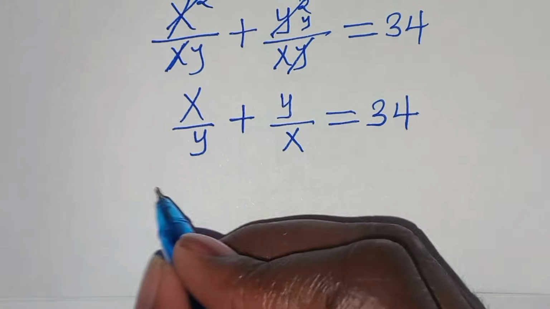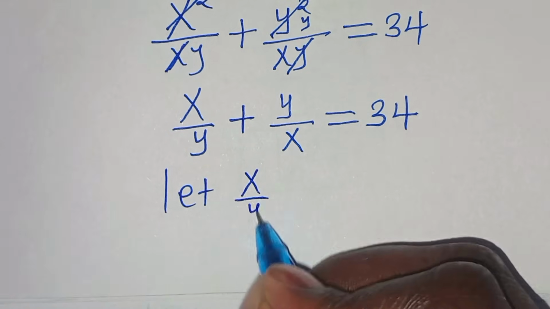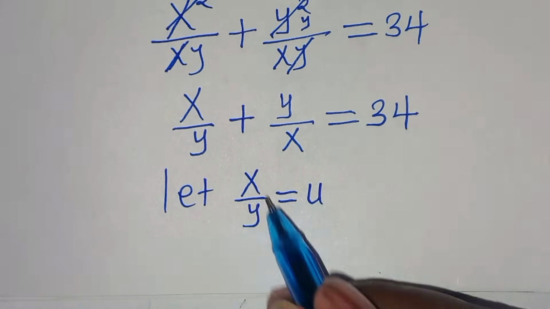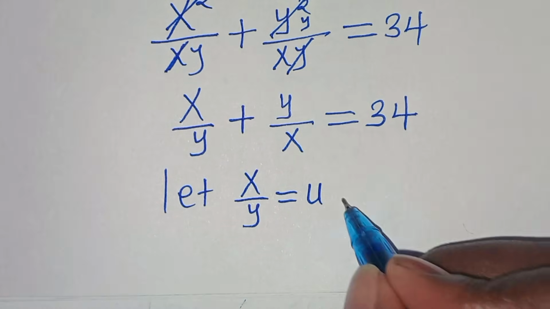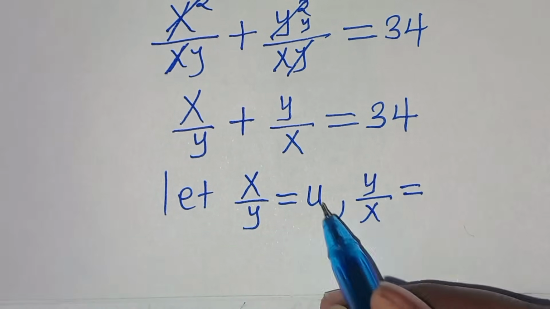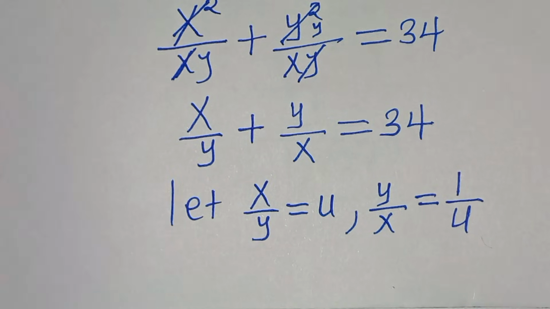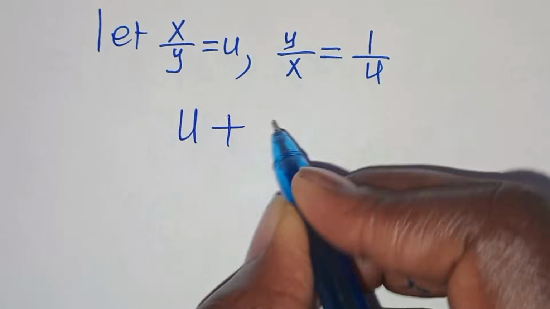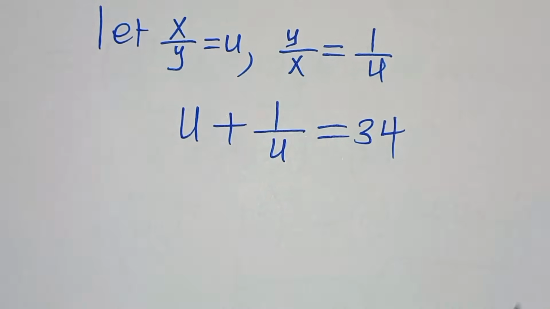The next step is that we can let x over y be equal to u. So we have x over y is equal to u. Here we have y over x, so this implies that y over x is the reciprocal of x over y. So we have 1 over u. So we have u plus 1 over u, equal to 34.